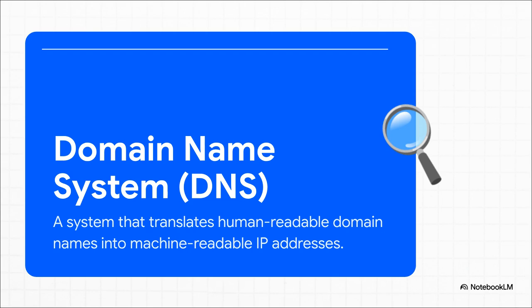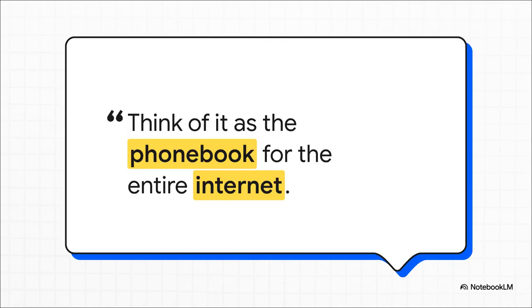Well, the answer is DNS, which stands for the Domain Name System. And this is basically the official translator for the internet. Its one and only job is to take the name that we type in and convert it into the IP address that the computer actually needs to make the connection. Honestly, the easiest way to wrap your head around DNS is with a simple analogy. Just think of it as the phone book for the entire internet. You look up a person's name to find their number. Your computer looks up a website's name to find its IP address. It's really that simple and that powerful.